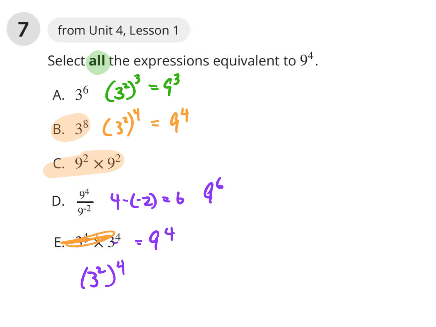This one, erase. All right, y'all know what I'm trying to do. So B, C, and E.